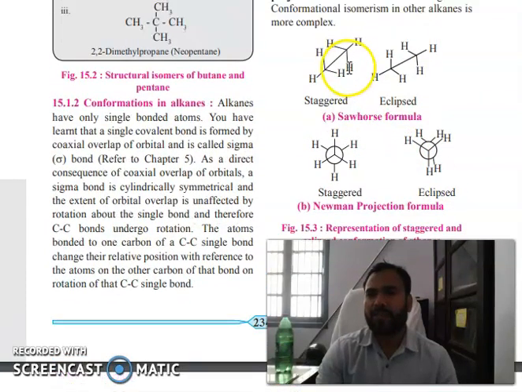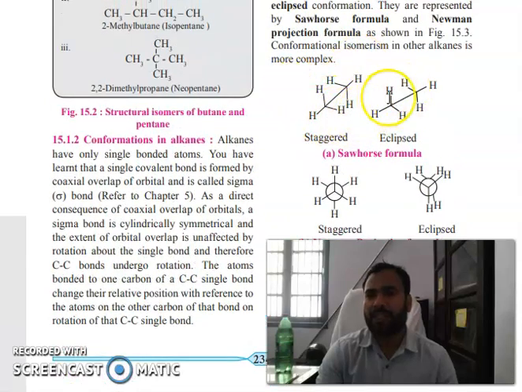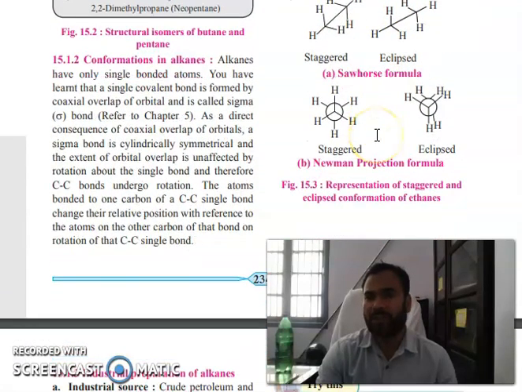So this formula and writing style is known as sawhorse. Another writing style, with this point and this big star is carbon. And one carbon is like that, contains three hydrogens, another carbon. If the arrangement is like that, then it is staggered. If the arrangement is like that, then it is called eclipsed. And this writing style and graphical presentation is known as Newman projection formula.